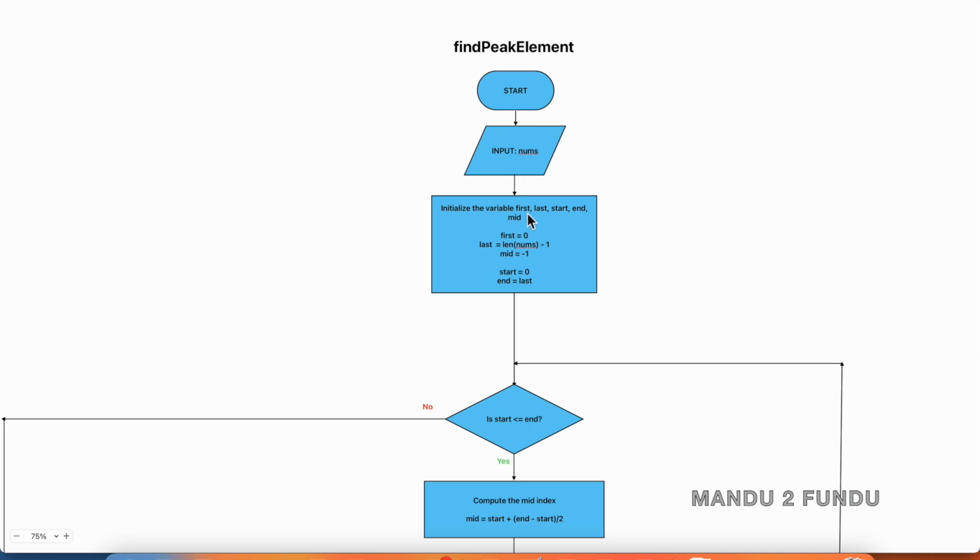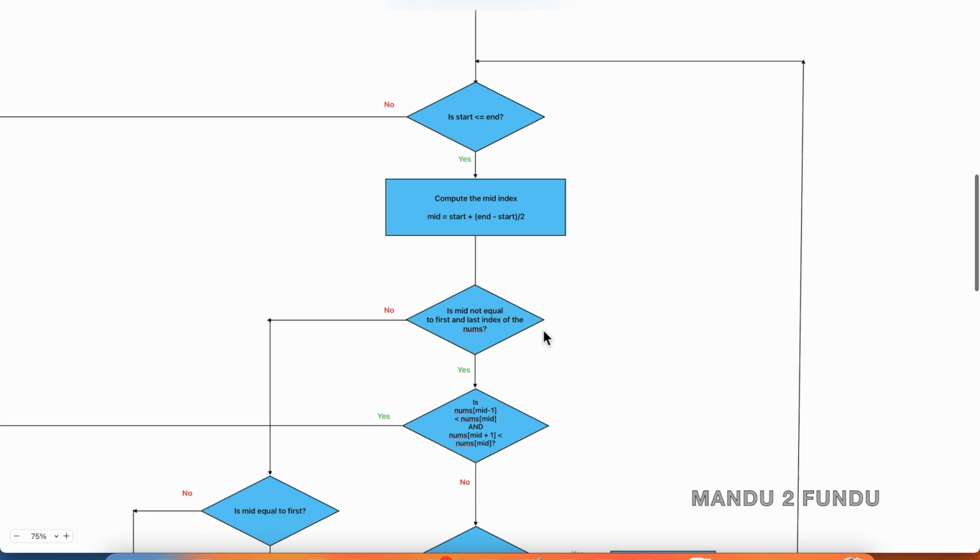First, we initialize the variables first, last, start, end, and mid. The first is initialized with index 0. The last is initialized with the index of the last element in the input array, and the mid is initialized with -1. Then the start is initialized with the first index, and the end is initialized with the last index. Then we enter the for loop. So this for loop runs until the start and end cross each other.